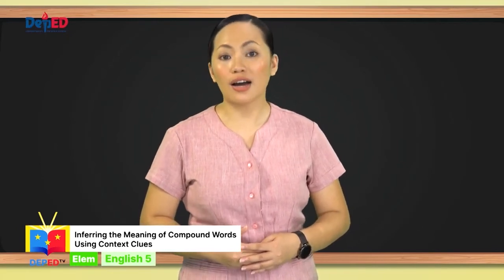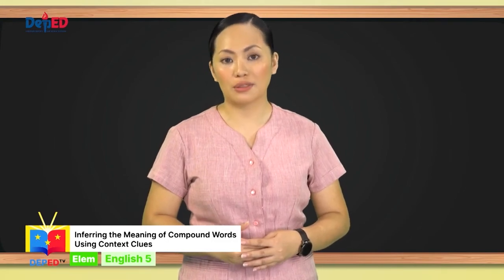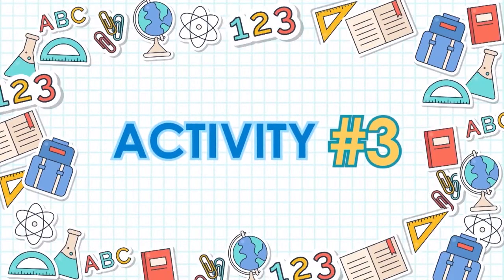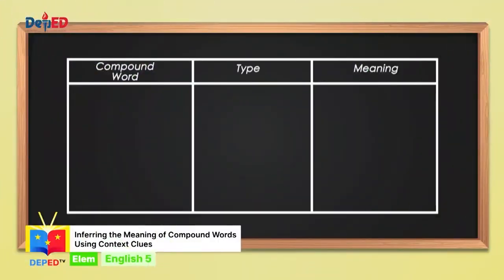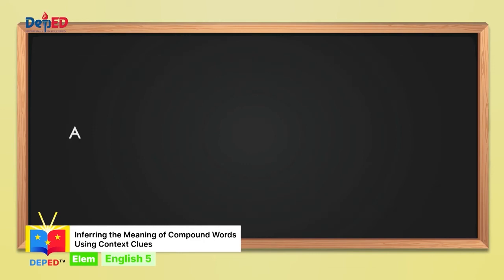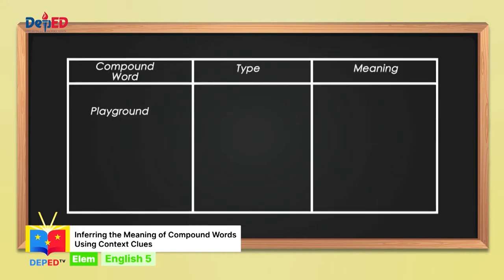I would like you to do activity number 3 on page 8 of your self-learning module. Directions. Copy the following chart in your paper, then fill in the needed information based on the sentences below. The first one is done for you. Example, a playground is a place where children play. Playground is a closed compound word. Playground is a place where children play.